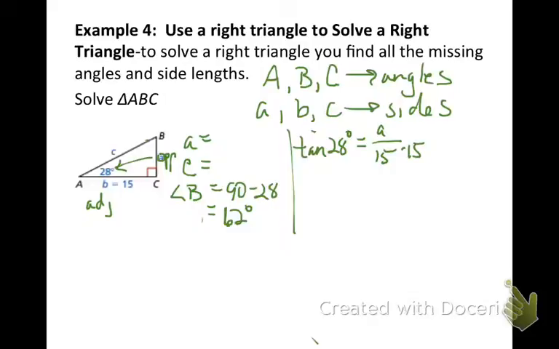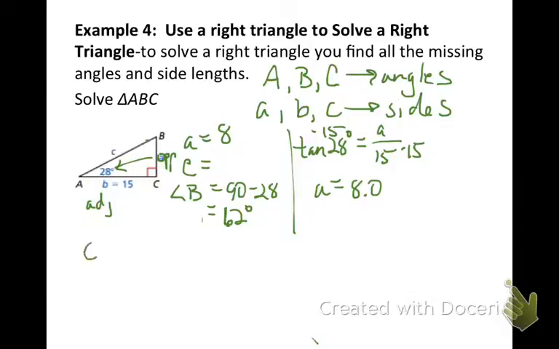Now to solve this, I can multiply both sides by 15. So take that tangent ratio in your calculator and take it times 15. And then let's go to one decimal place. So I get 7.97, so that is going to round up to 8.0. I don't have any units in length, so we'll just call that 8. Side A.